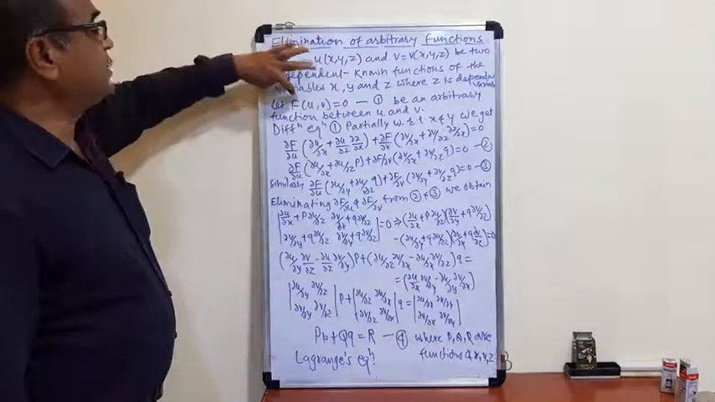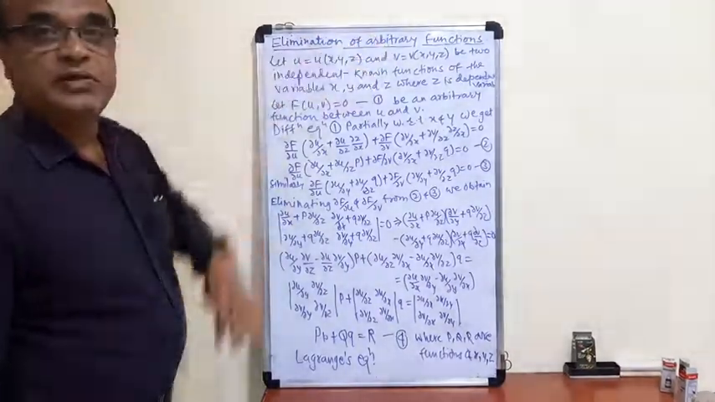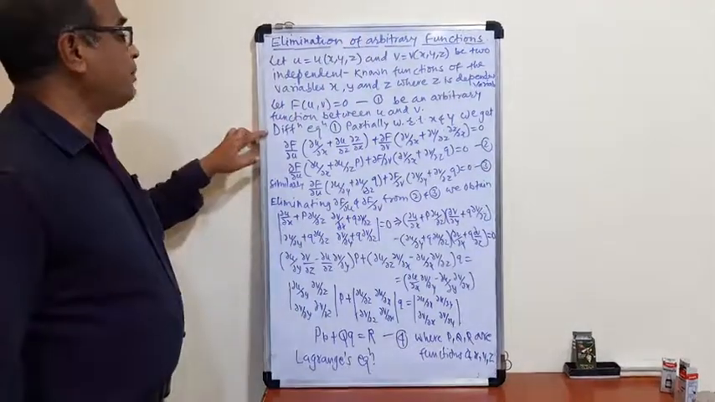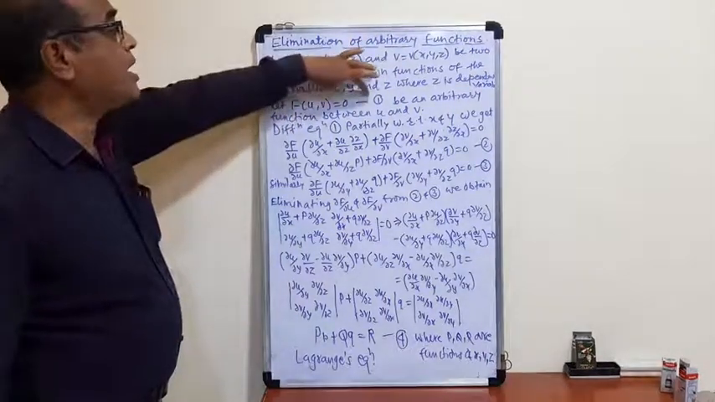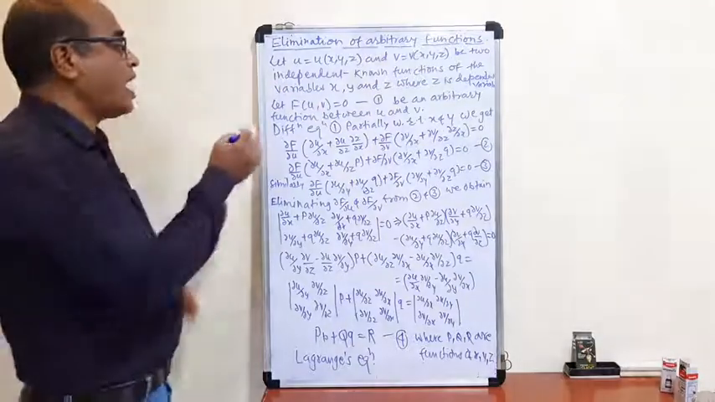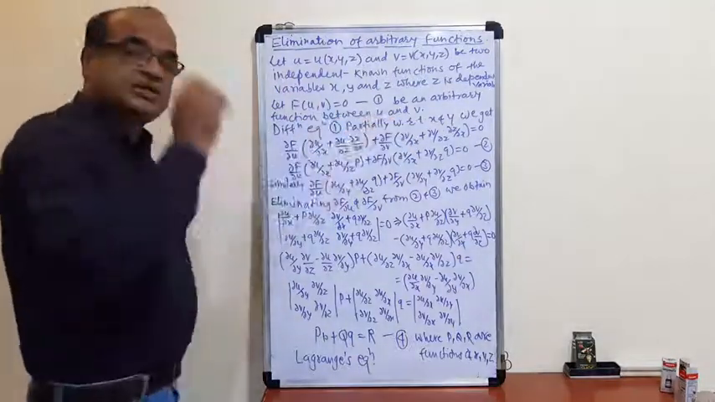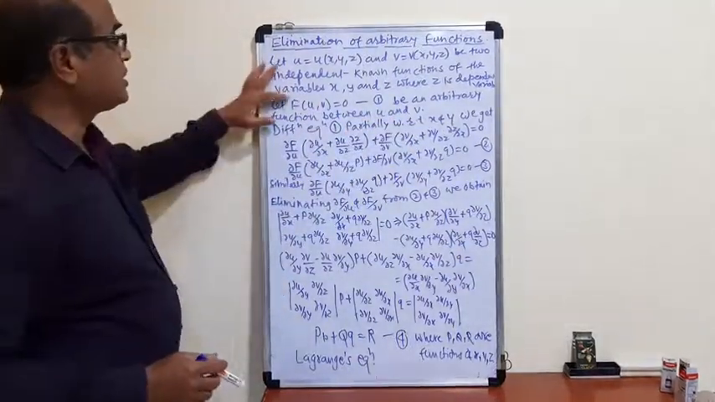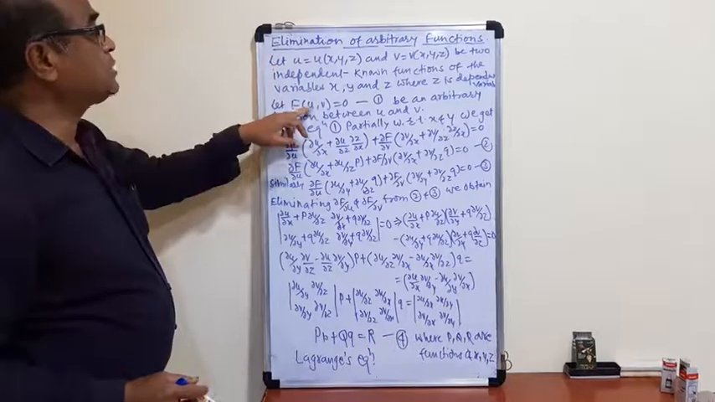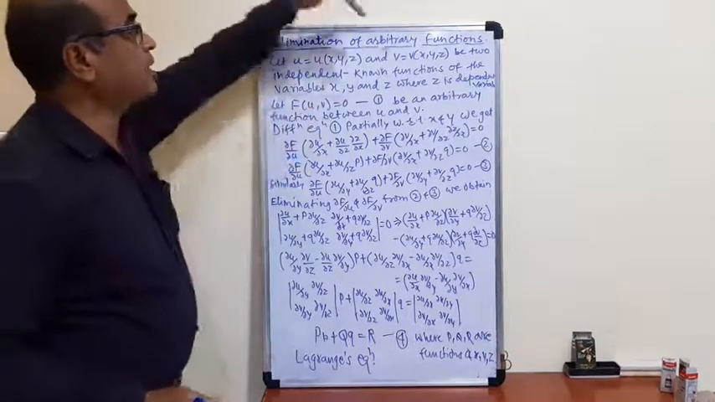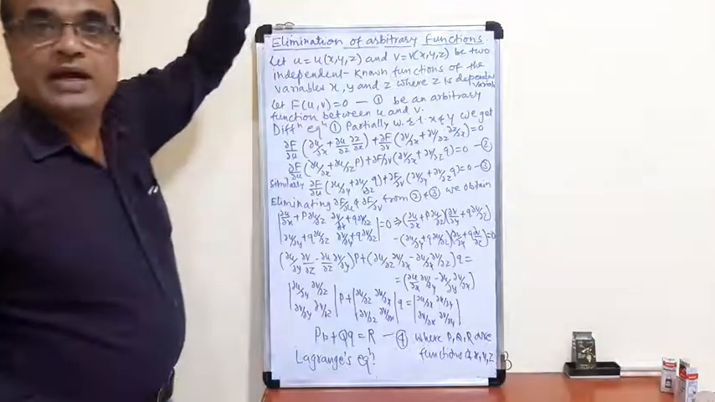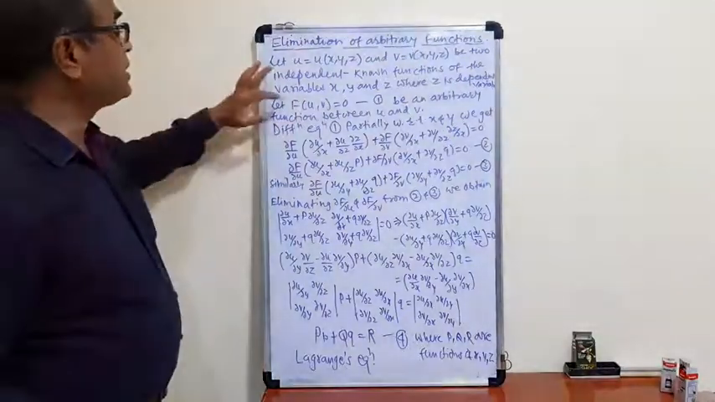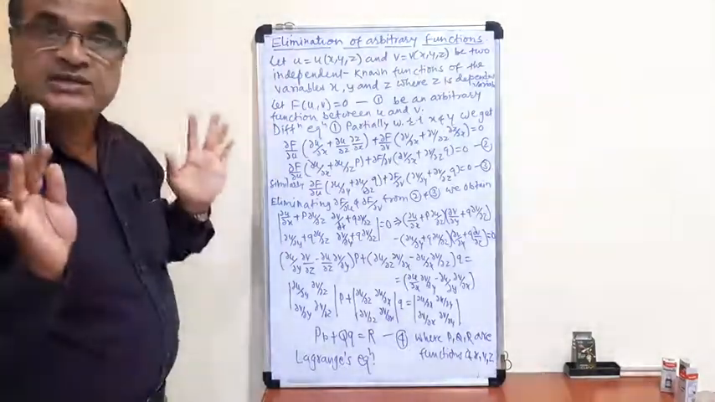So this is equation number 1. Differentiate this equation 1 partially with respect to x and y. u is a function of x, y, z, and v is a function of x, y and z here. So now we differentiate this equation with respect to x first.